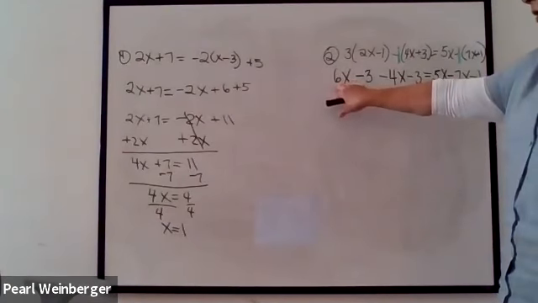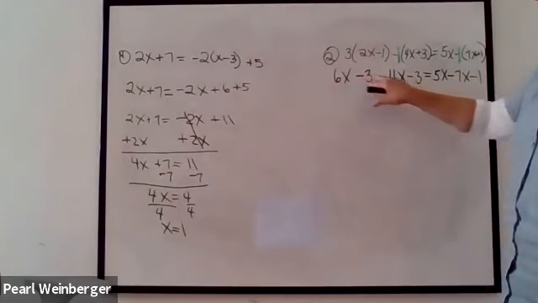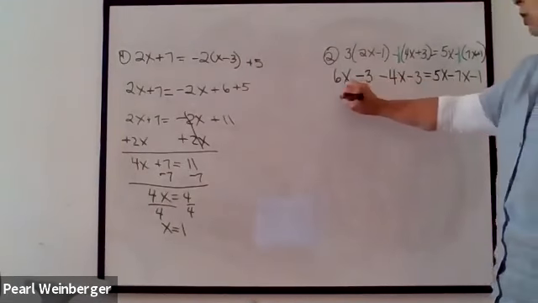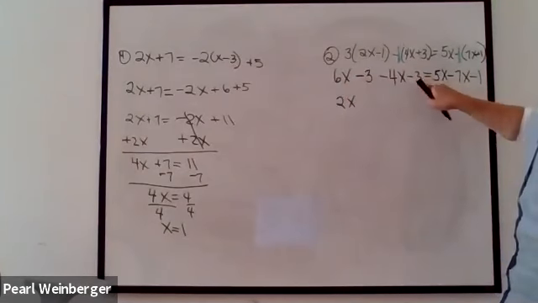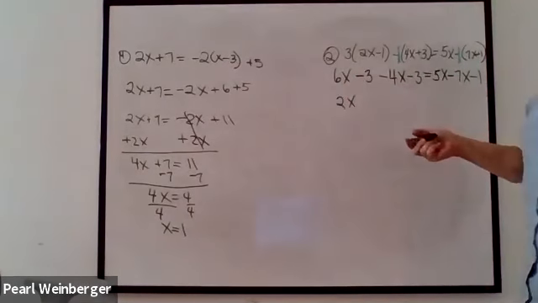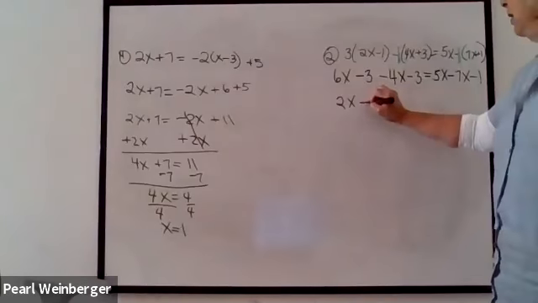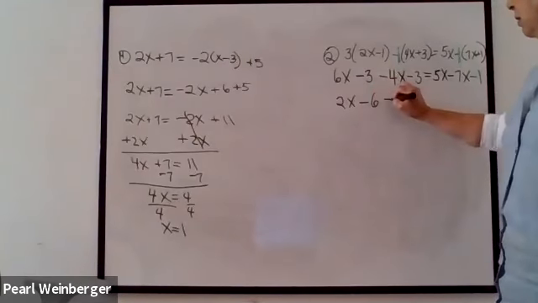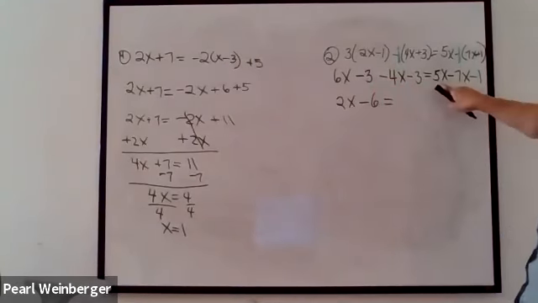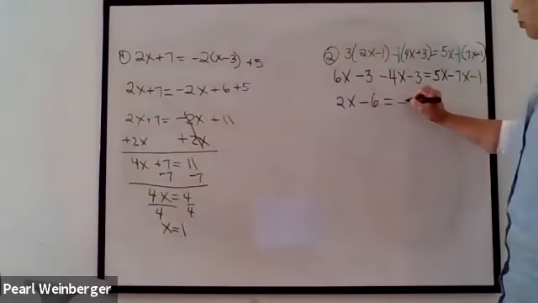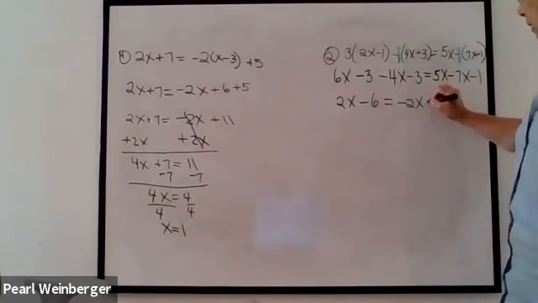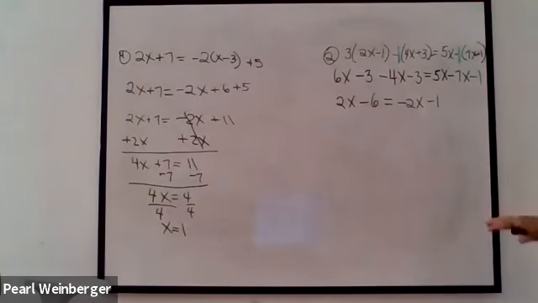So first we combine the x terms. This is a 6x and a -4x, which will give me 2x. And this is -3 and -3. When I combine a -3 and a -3, that gives me -6. Over here, I have a 5x minus a 7x, which is -2x, and a -1. Okay, things look a lot simpler now.